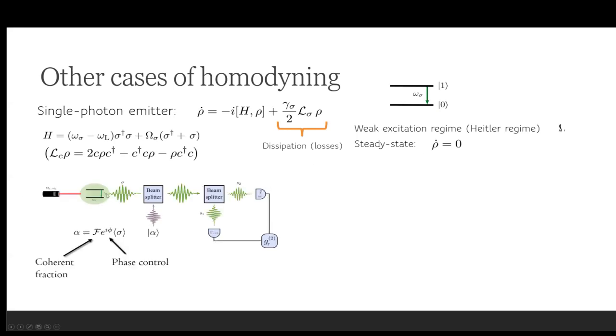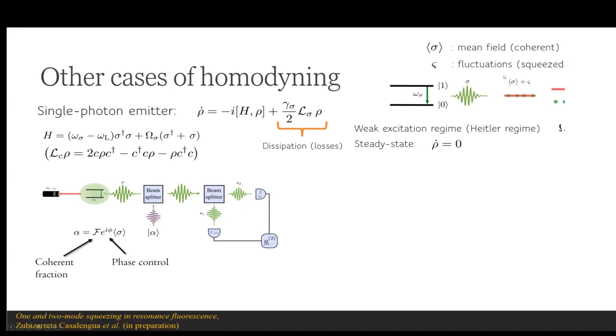Okay, so we do the same. We put the light coming from the single photon source here, and we put the coherent light here. In this case, we have some contribution from the mean field, which is just the elastic scattering coming from this source, and the other part, the fluctuations, because we are deleting the mean field, are the inelastically scattered photons from this emitter.